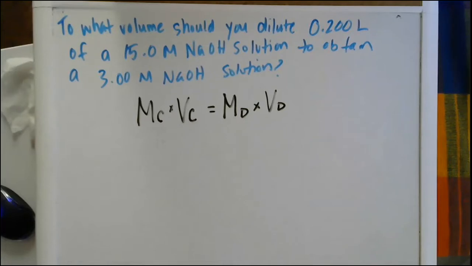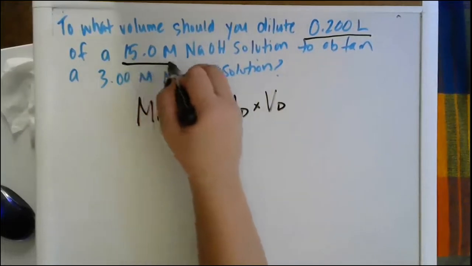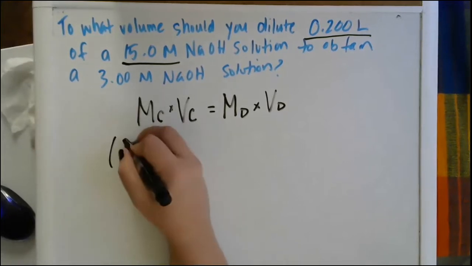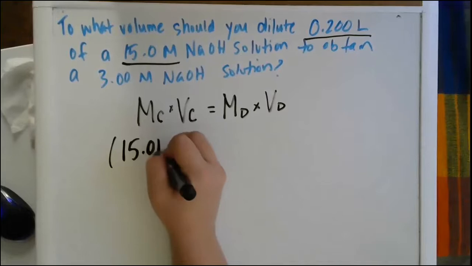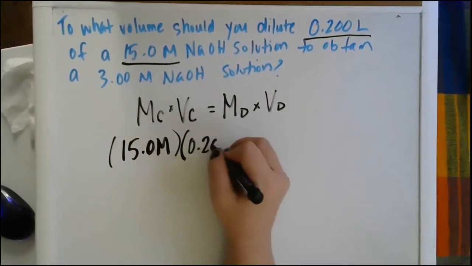So the statement: to what volume should you dilute 0.200 liters of a 15 molar NaOH solution to obtain a 3 molar NaOH solution? All right, so that first bit of information we got, the 0.200 liters and the 15 molar, is both describing our concentrated solution or our stock solution. So over here, we have our two pieces of concentrated information.